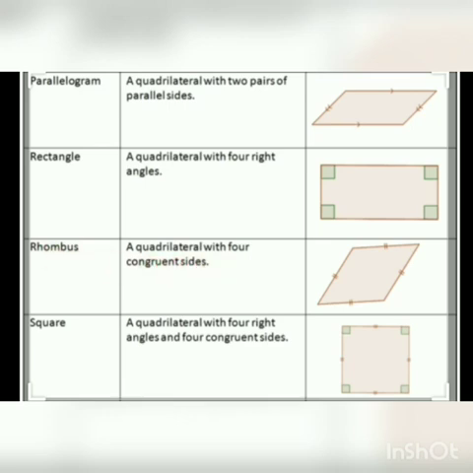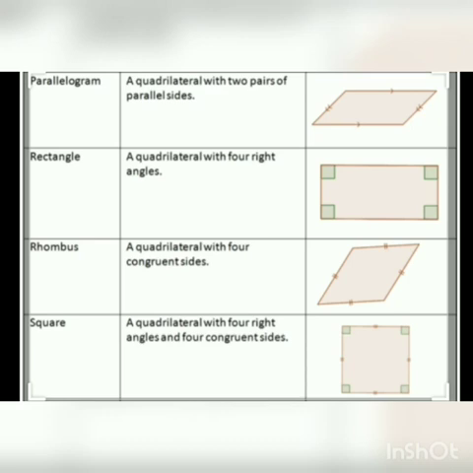Rhombus, a quadrilateral in which all sides are equal, and a square, a quadrilateral in which all sides are equal and all angles are also equal. What will be in a square? All the angles will be what? 90 degree. But in a rhombus, all the angles are not necessarily 90 degree. Okay, so that is the difference.